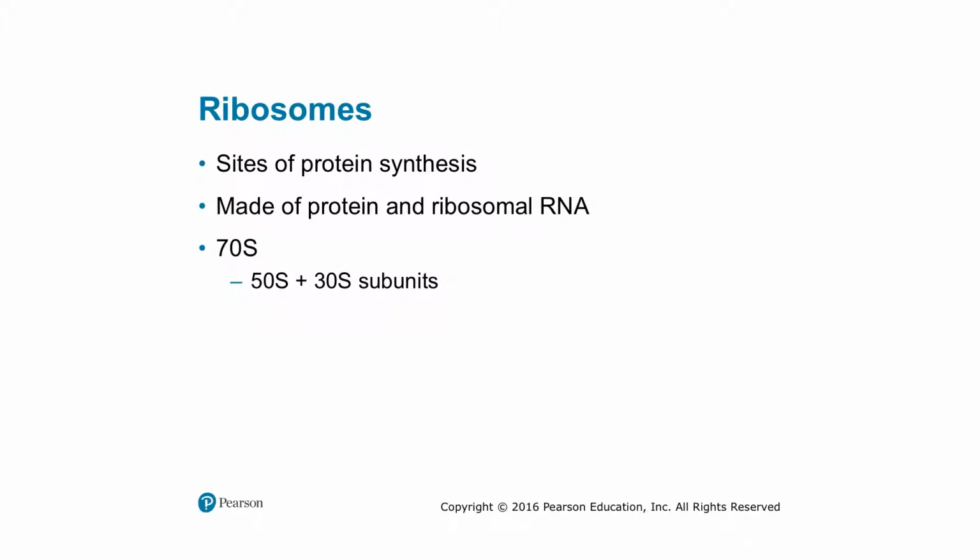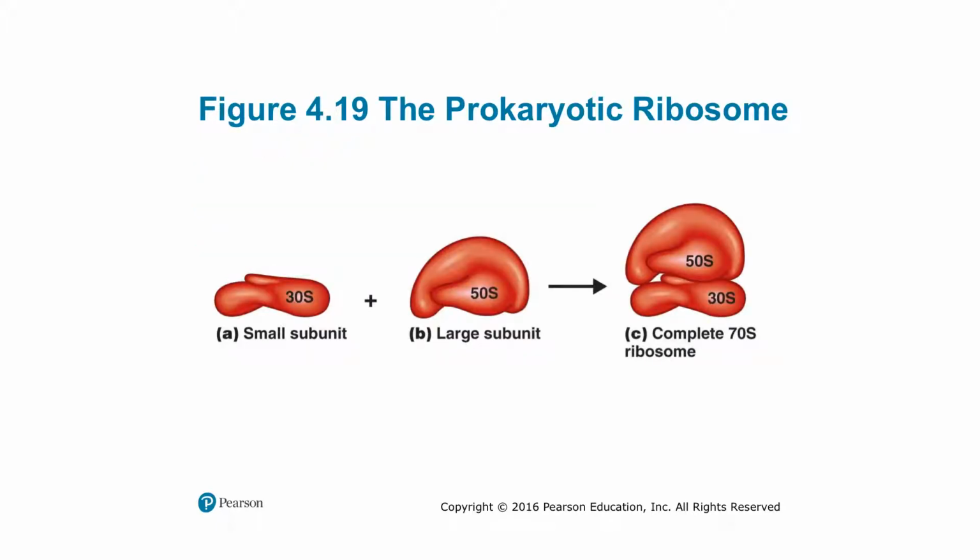So the ribosomes, these are the site of protein synthesis. They're made of protein and ribosomal RNA. And so we talked about the ribosomes in the eukaryotic section. And so the 70S ribosomes in bacteria are made up of a 50S and 30S subunit. So you get these two together, and the complete ribosome is a 70S subunit.